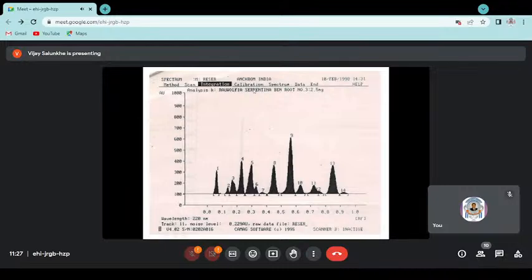Then you subject the plate to densitometer scanning by the TLC scanner, and you can get the peaks or fingerprint like this on your computer. That means the separated bands are converted into peaks: peak number 1, 2, 3, 4, 5 like that. So this is the fingerprint of that Rauwolfia root extract, and it can be done only by high performance thin layer chromatography.